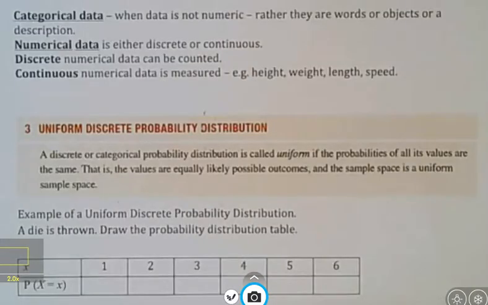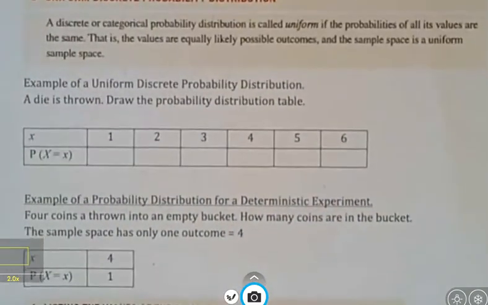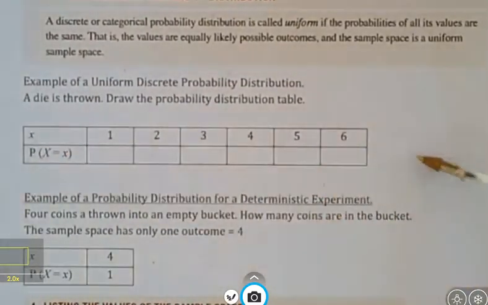Again, looking at the types of data, we've got categorical data, which is when data is not numeric, rather words or objects or some sort of description. Numerical data, remember, is discrete or continuous. Discrete numerical data can be counted. Continuous numerical data is measured, as we said before.